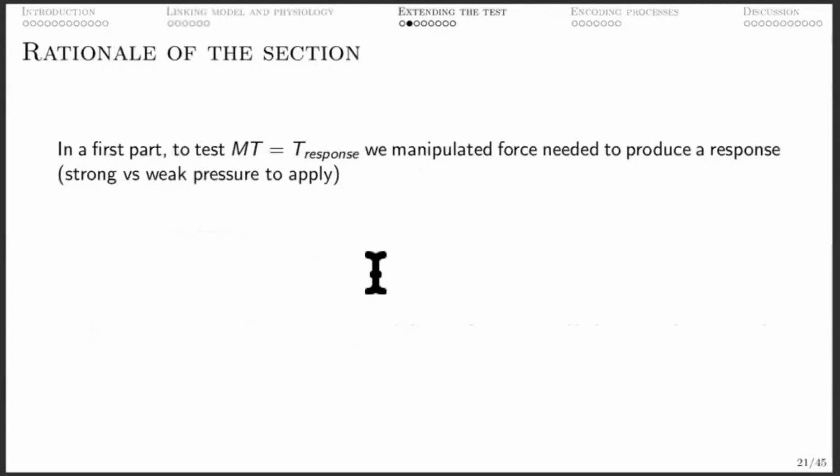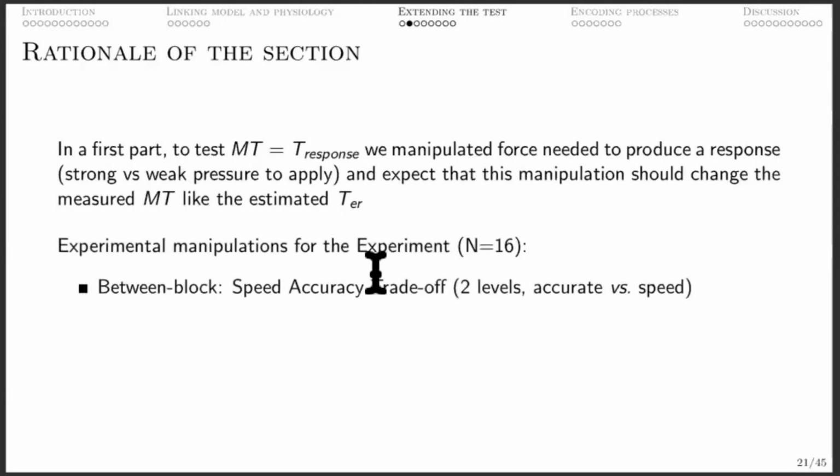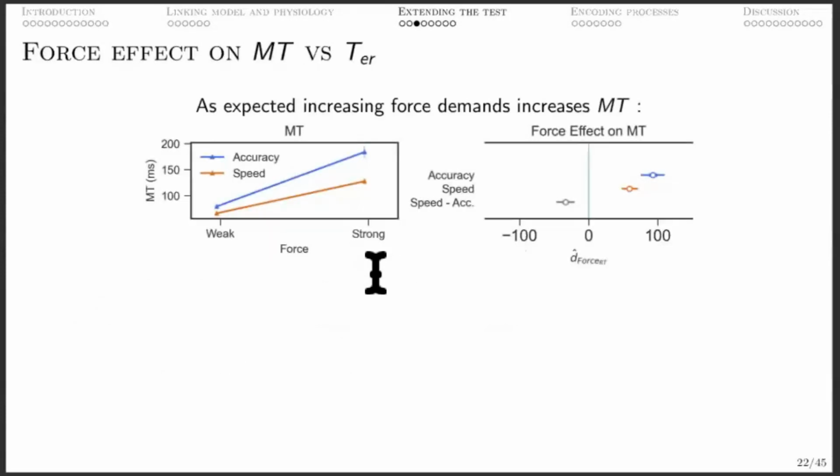Now we wanted to go a bit further and extend the test we applied. We always want to know whether the motor time is the time that the model assumes is dedicated to executing the response. We therefore manipulated the force that the participants had to apply in order to provide the response. Either they had to apply a strong pressure on the button or a weak pressure. We expect that if the motor time and the time to execute the response estimated by the model are the same, then they should vary in the same way based on this manipulation. So motor time should evolve with the force manipulation as the non-decision time does. Therefore, we manipulated again, with 16 participants, speed-accuracy trade-off and the force required, strong versus weak. We also manipulated brightness of stimulus, but that will be in the next section. And we replicated in a new experiment with 20 participants and also measured electroencephalography, but that will also be seen in the next section.